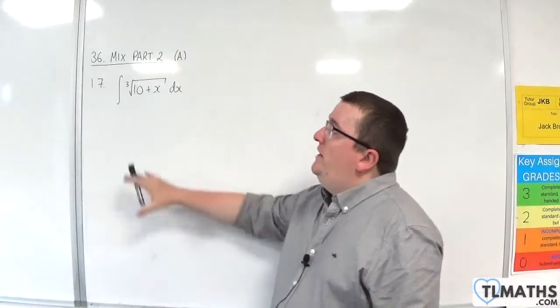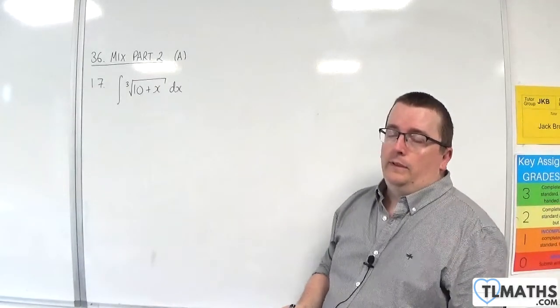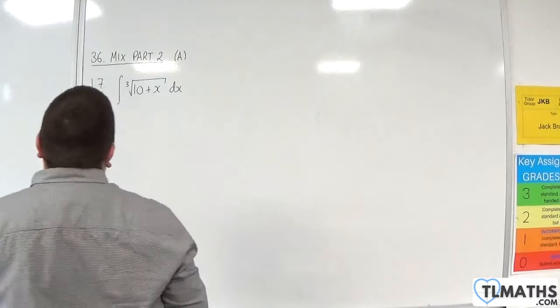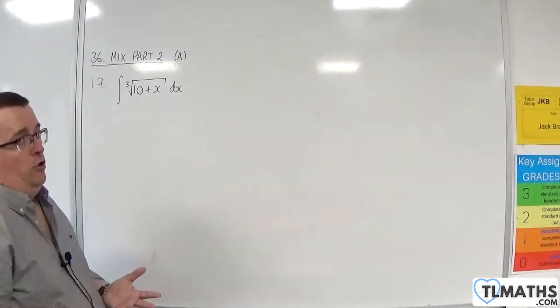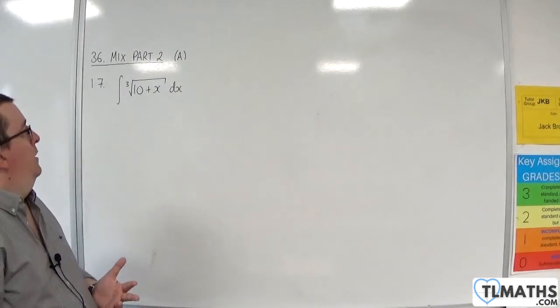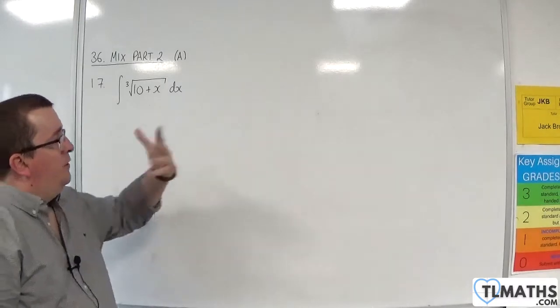For number 17, we need to integrate the cube root of 10 plus x with respect to x. Now, you can do this in a couple of ways. You can reverse the chain rule on this, or you can use integration by substitution. Okay, so I'm going to go through with reversing the chain rule, and then I'll show the substitution.